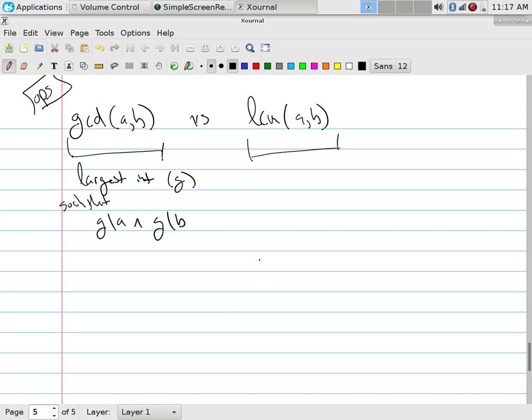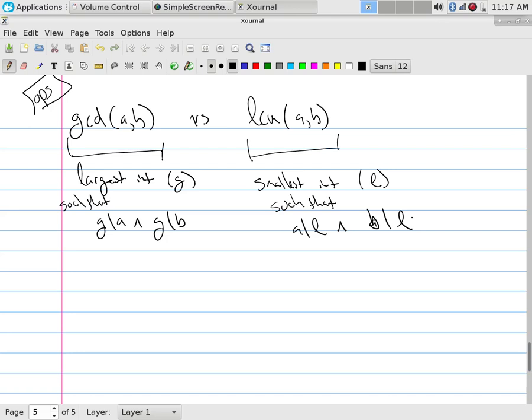Least common multiple, which means I want the smallest int, let's simply call it L, such that A divides L and B divides L. The greatest common divisor is the thing to the left of or at A and B that divides them both. It's kind of a smaller number, right? What's the least common multiple? The guy on the other side that A divides and B divides. We're flipping the question of the two.